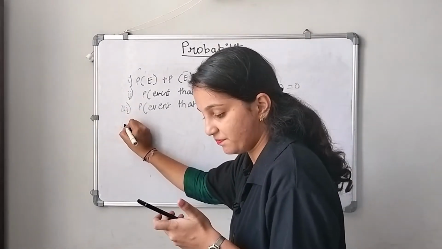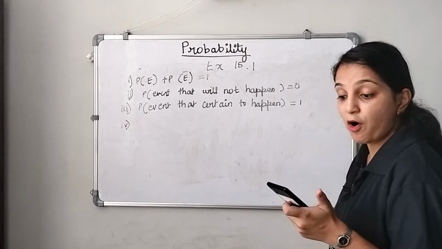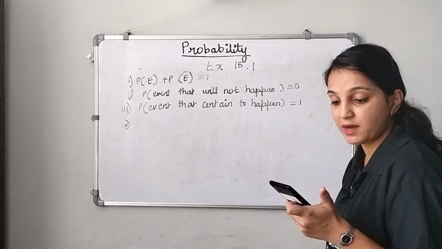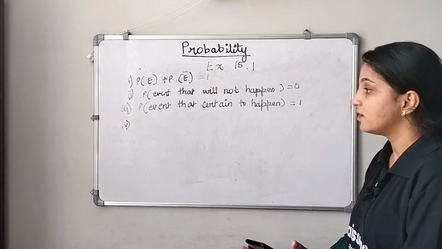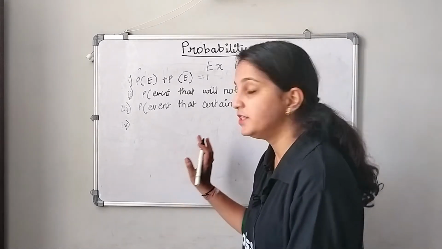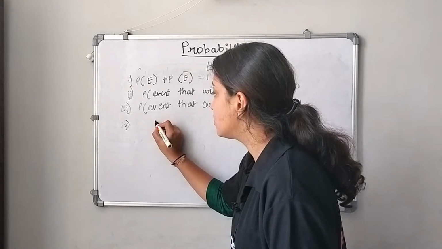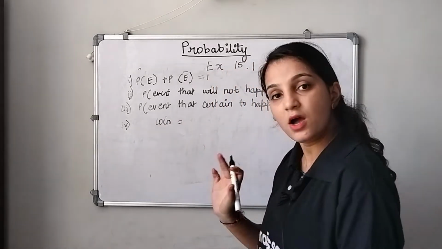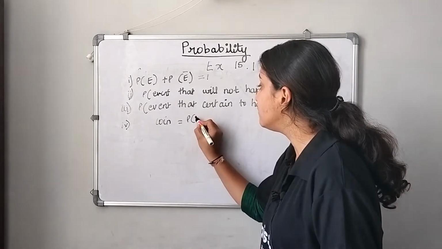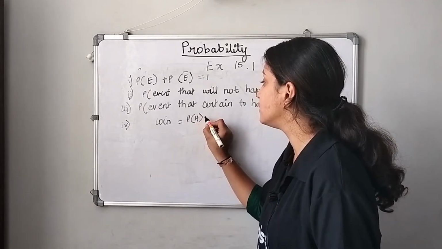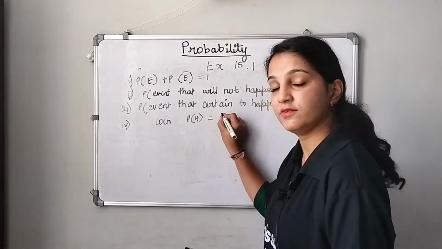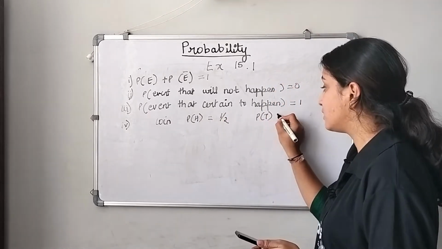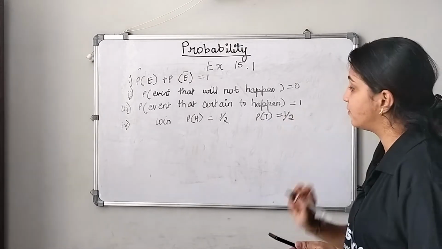Then fourth, the sum of all the probabilities of elementary events of an experiment is 1. I'll give you an example of this question. Tossing a coin. Probability of head in tossing a coin was half. Then probability of tail was also half.